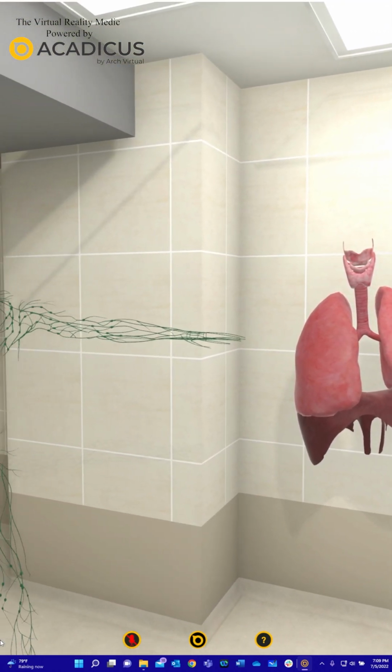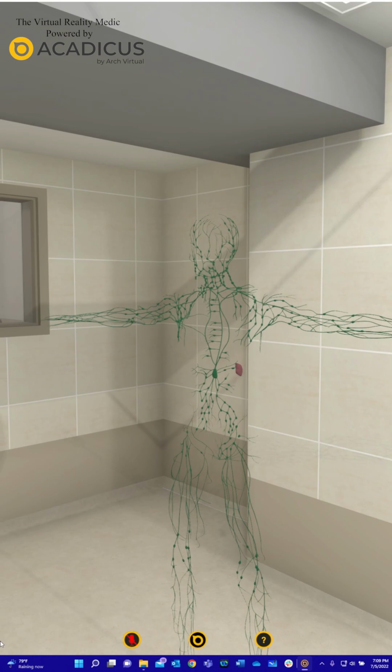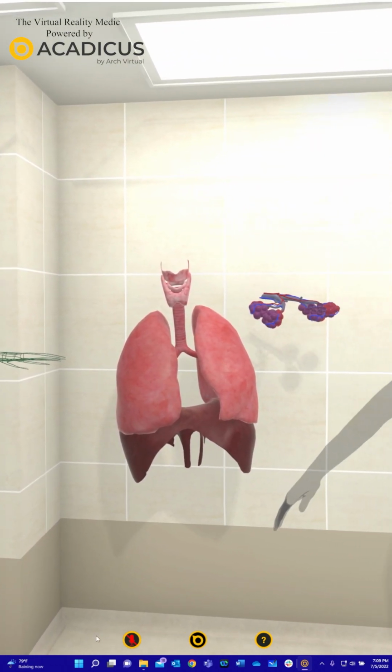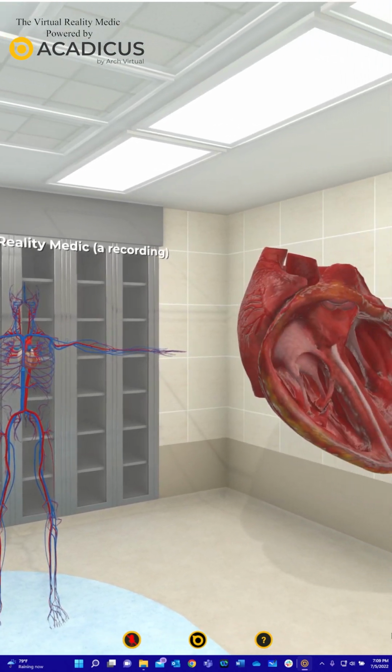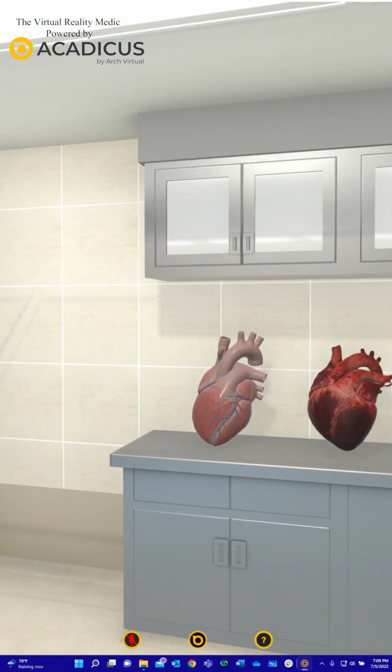Now, these are only a few of the anatomy assets that we have. If I put them all in here, this room would be pretty full, and it just wouldn't be a whole heck of a lot of fun. But come on back over. We're going to talk right here.